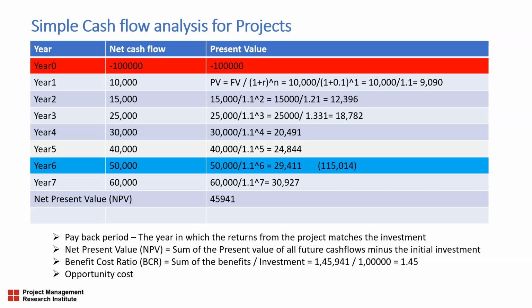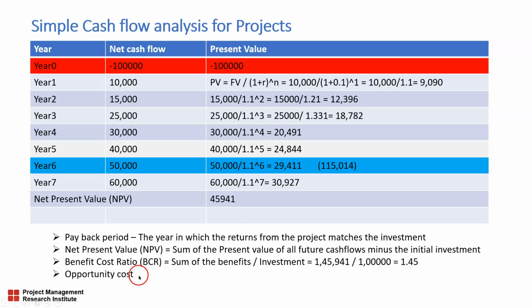As a rule of thumb, we can always pick the project whose NPV is the highest and which has a reasonably shorter payback period. So that is the thumb rule.